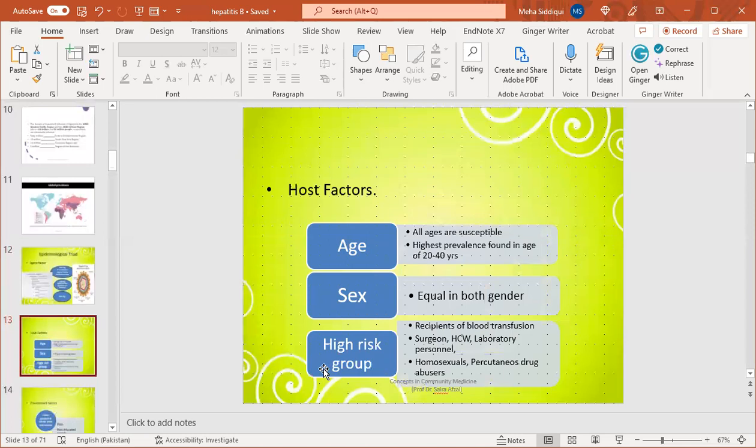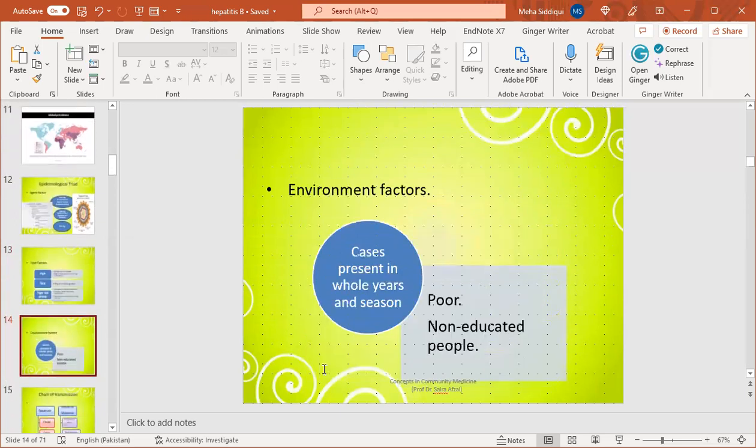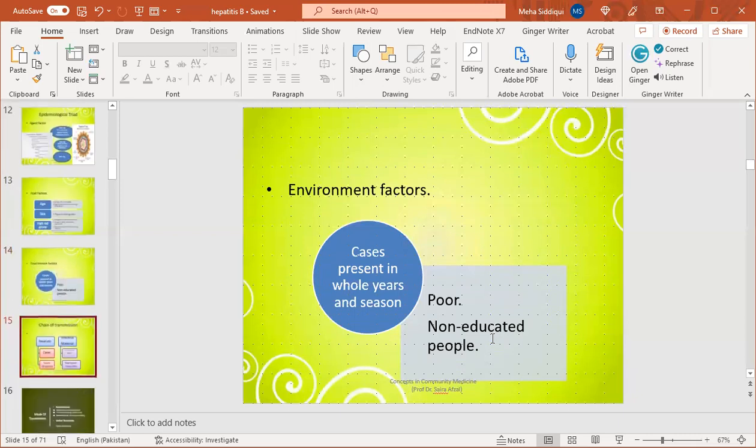Then come host factors. First is age. All ages are susceptible, and the highest prevalence is found in the age of 20 to 40 years. It is equally prevalent in both genders. High-risk groups are recipients of blood transfusion, surgeons, healthcare workers, laboratory personnel, homosexuals, and percutaneous drug abusers. Environment factors: cases are present throughout the year and in all seasons, and the main contributing factors are poor and uneducated people.